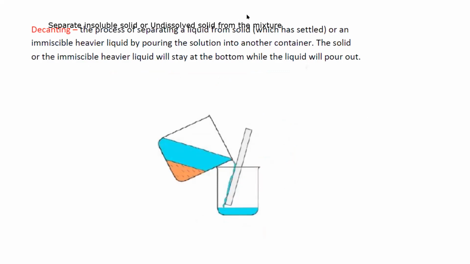Decanting, in the same way, can also be used to separate the insoluble solid, or the extra solid, from the mixture. But in this case, we pour the liquid out from the mixture. So it is a fast process in terms of separation, but it is not 100% accurate as compared to filtration. Filtration will take time, but it is an accurate process.